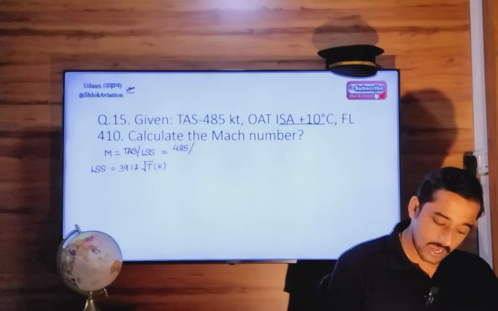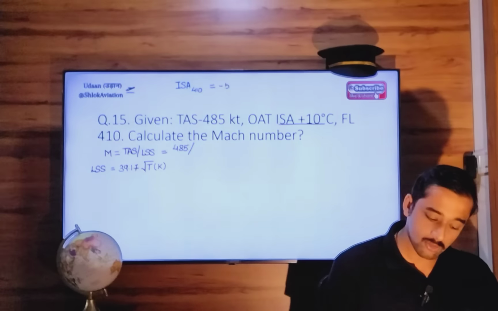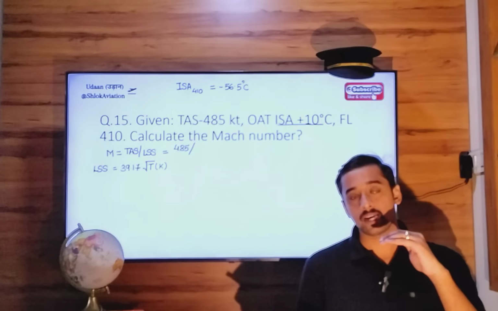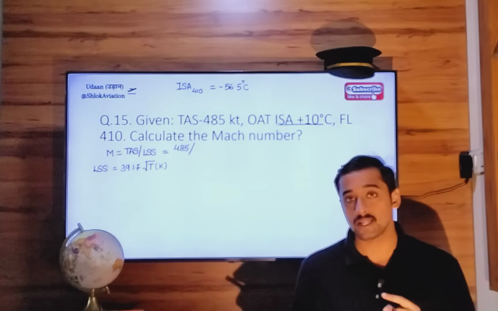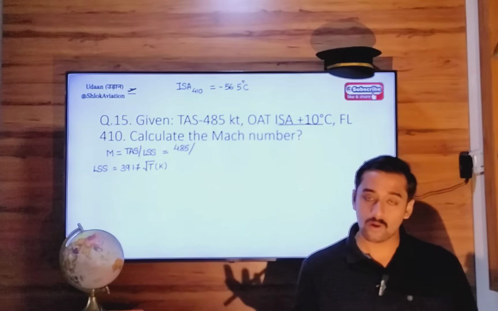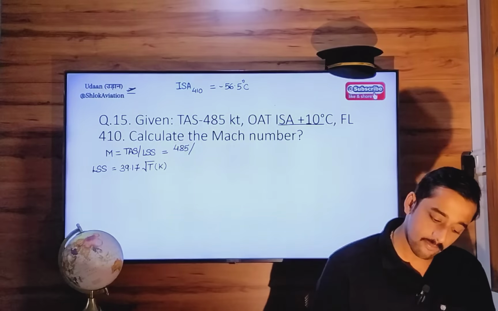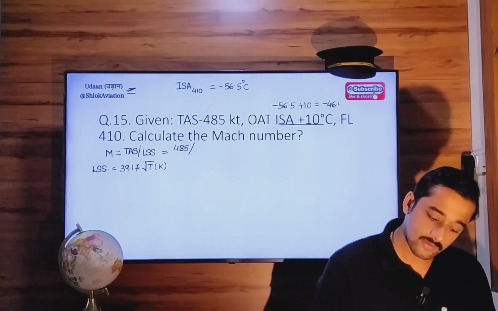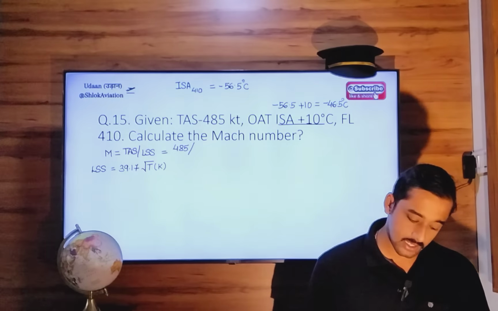So ISA temperature. Now ISA temperature at flight level 410 is minus 56.5 degrees Celsius. In ISA atmospheric conditions, beginning from flight level 360, that is 36,000 feet to 65,000 feet, the temperature remains constant at minus 56.5. Therefore, at flight level 410, you expect an ISA temperature of minus 56.5. So outside air temperature will be minus 56.5 plus 10, minus 46.5 Celsius. Convert this into Kelvin. You get an answer of 226.5 Kelvin. Consider 226 only.